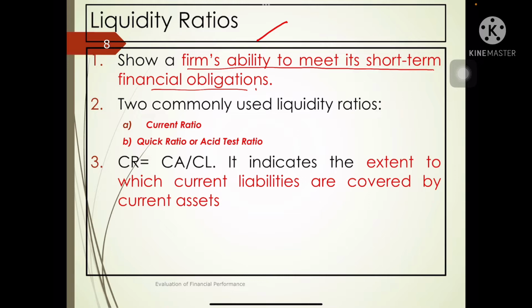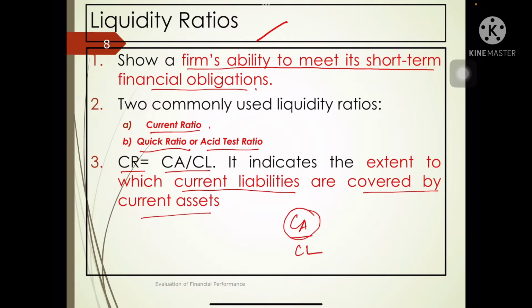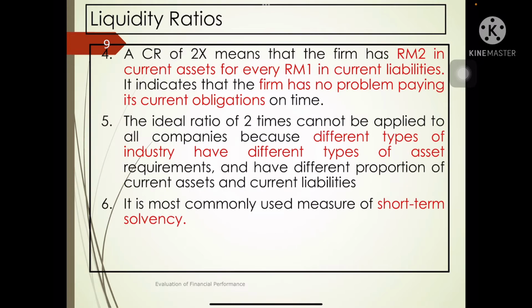For example, two commonly used liquidity ratios are the current ratio and the quick ratio, or the other name we call it, the acid test ratio. The formula is: current ratio equals current asset divided by current liability. It indicates the extent to which current liabilities are covered by current assets. We would like to see whether the current asset is enough to cover the current liability.